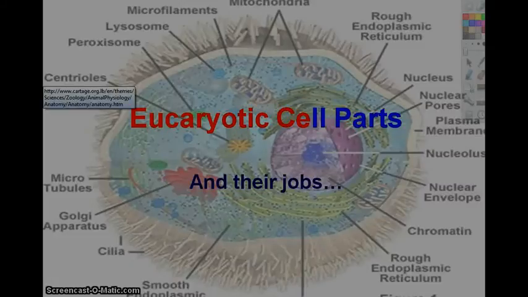Okay, so we talked about the difference between prokaryotic and eukaryotic cells. That's what we did yesterday. Today we're going to start talking about the different parts of eukaryotic cells. We're only going to do a couple of them.